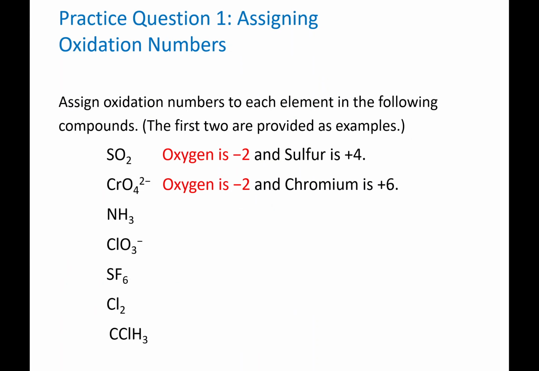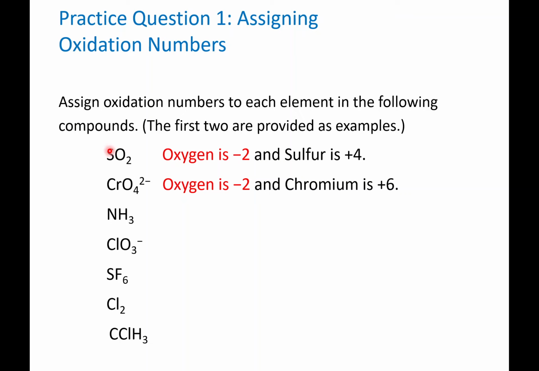Okay, so let's try some practice questions in assigning oxidation numbers. The first one is SO2, right? We know nothing about sulfur. The rules for oxygen, though, say oxygen is -2 in compounds. So there are two oxygens, each going to have a -2 oxidation number. That gives us a total of -4 for the oxygens.